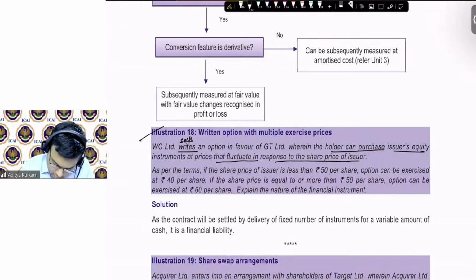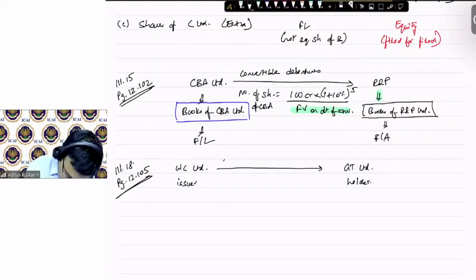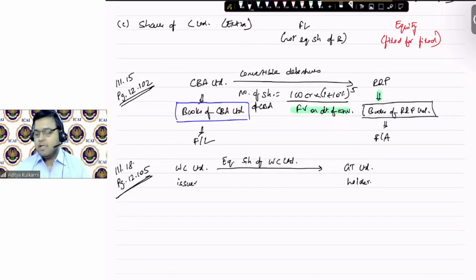And what does the option entitle? The holder can purchase issuer's equity. Issuer is who? WC Limited. So the option entitles to buy equity shares of WC Limited. So for WC Limited, does this become own equity? Answer is yes. This becomes own equity. Is it a derivative? Answer is yes. So if it has to be a financial liability, it must be variable. Okay. So anyways, let us look at the terms.